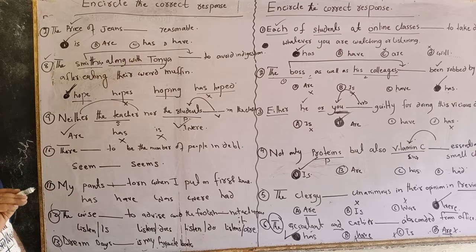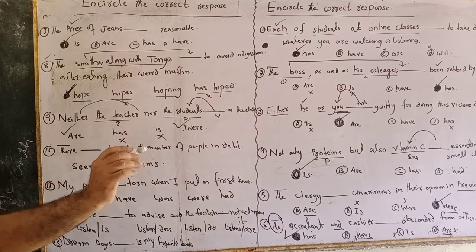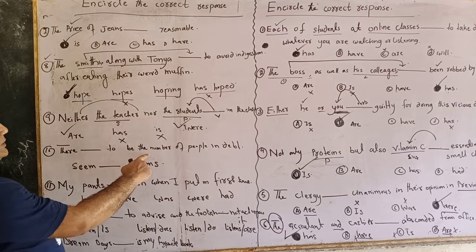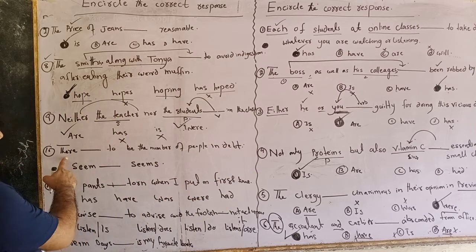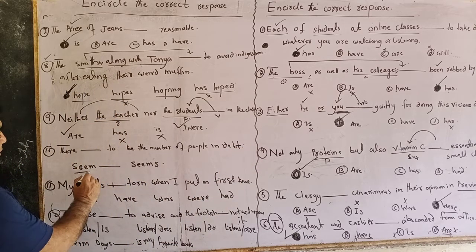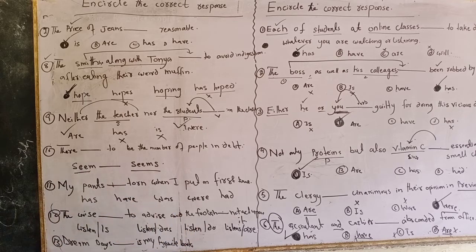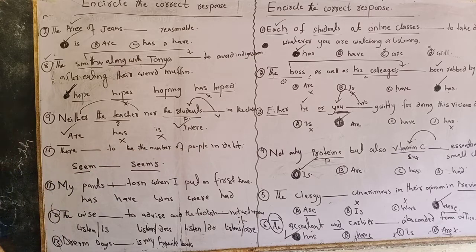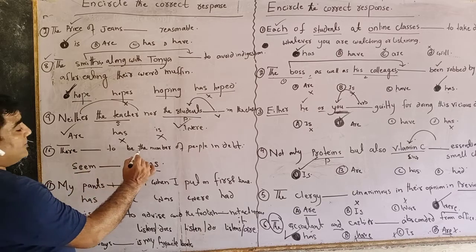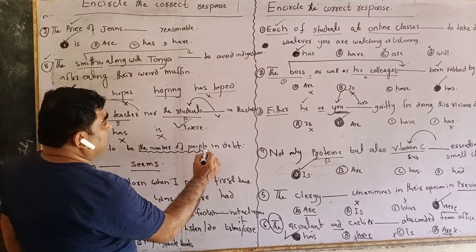What we have to do? We have to find out the understanding from there: the number of people in date. Now there would be agreement. Now we have to use seem or seems. Tell me. There dash to be the number of people in date.